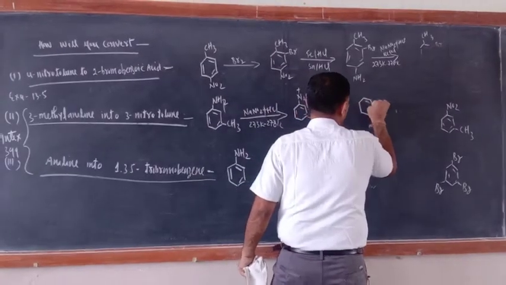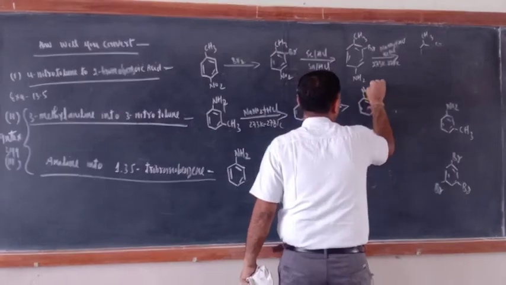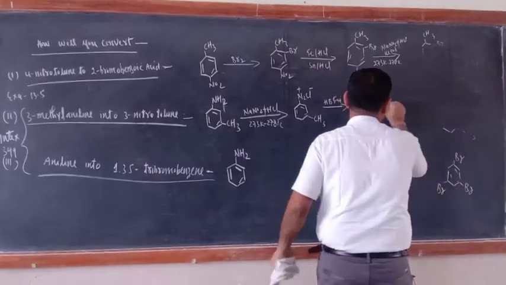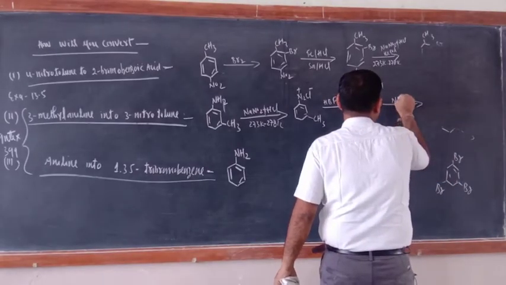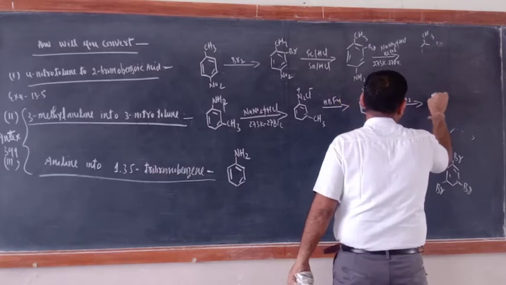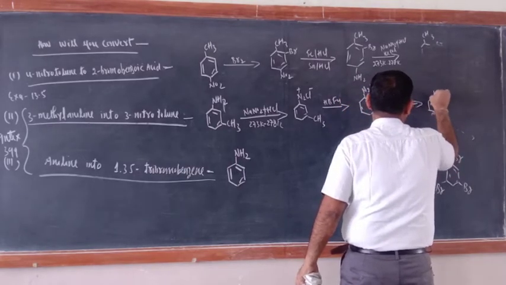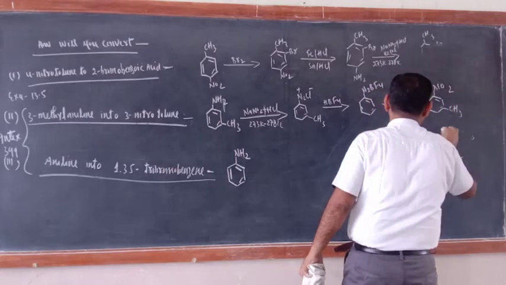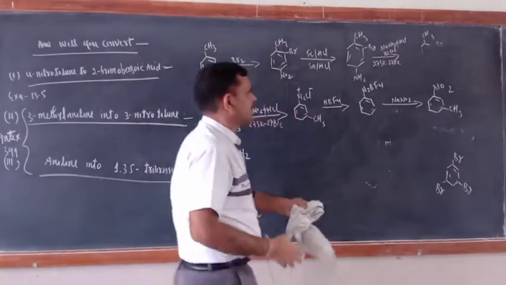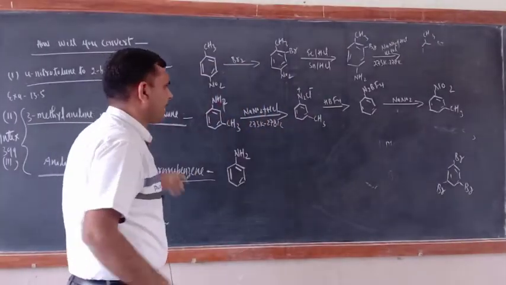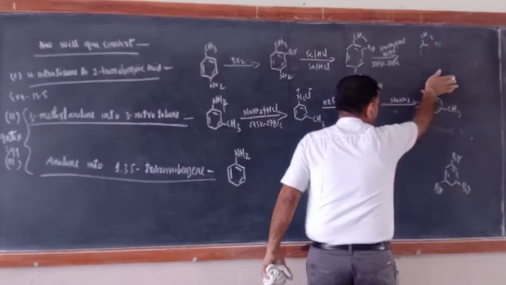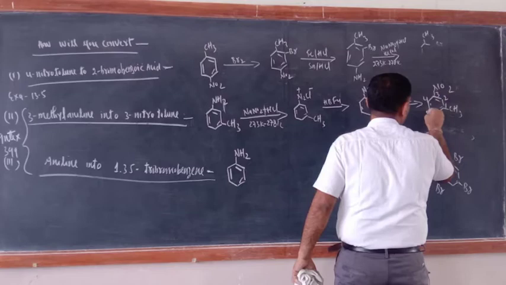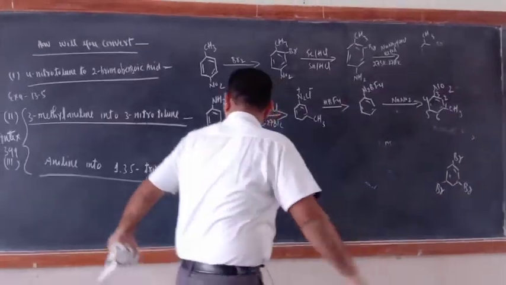Now here you will have N2BF4. Correct? Now this N2BF4 should be treated with NaNO2. So here you will get NO2, and CH3 as such. Correct or not? Just now I have completed this reaction. You have got 3-nitrotoluene. If you consider this one toluene, the numbering would start from here: 1, 2, 3, 4, 5, 6. That is 3-nitrotoluene.